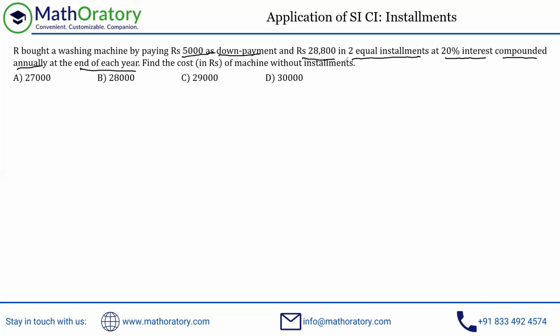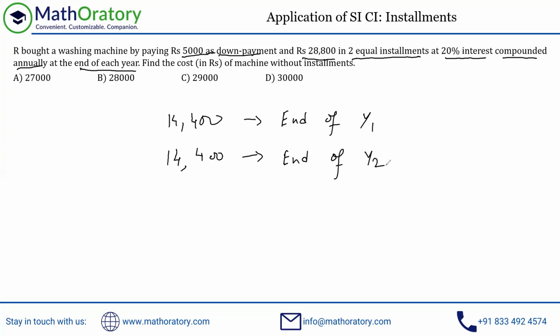Second thing, the 28,800 is paid in two equal installments. This is something we know. So if the 28,800 is paid in two equal installments, each installment is of 14,400. It's equal installments, right? Now this first installment he has paid at the end of year one. Similarly, the second installment he has paid at the end of year two, right? And also let me keep a note of this 5,000, which is the down payment. So I'm just writing this as DP. So the down payment is 5,000.